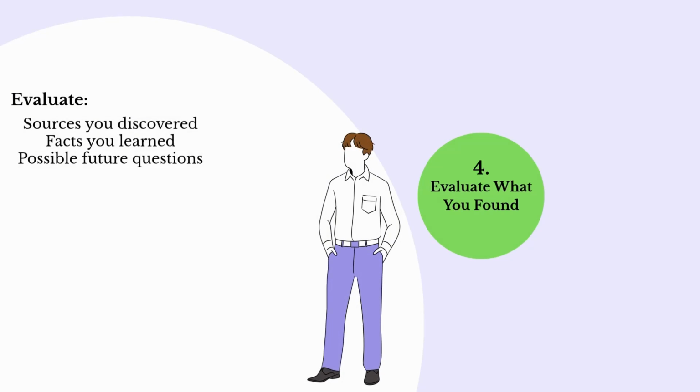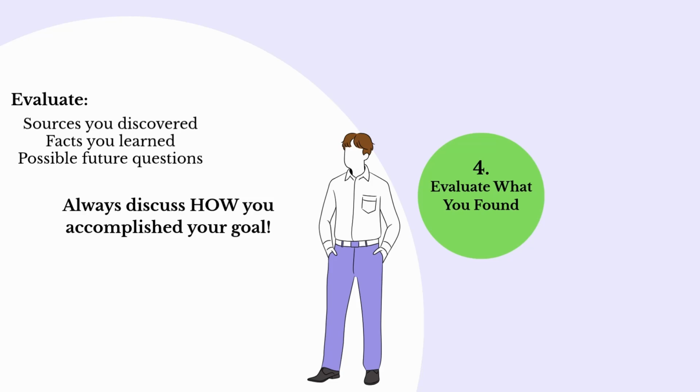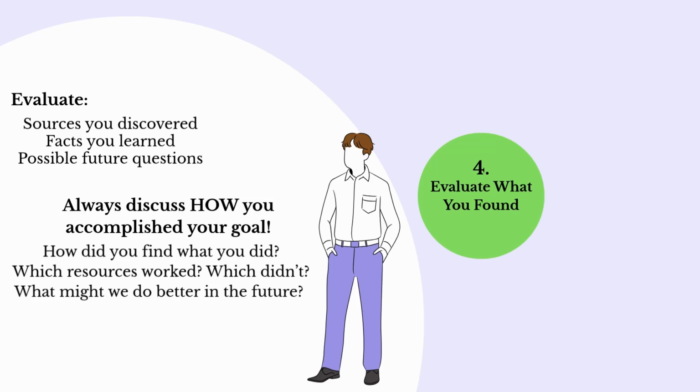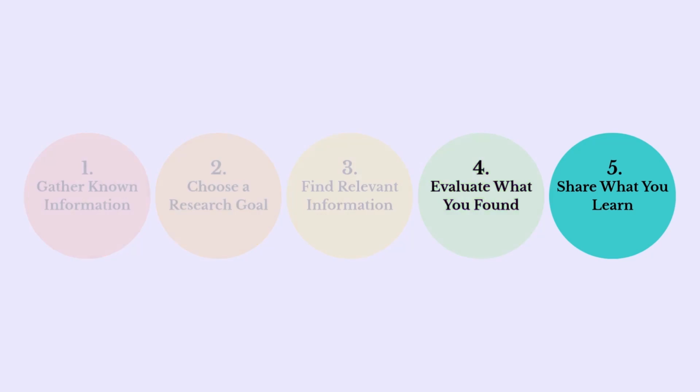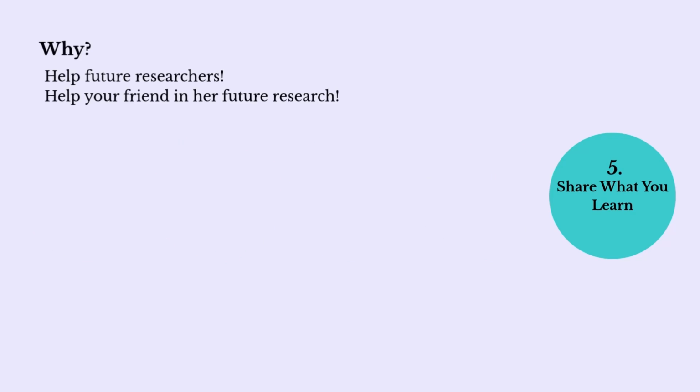Discuss with your friend the records and information you found, but especially evaluate how you got there. Recording this information, particularly how you found the records you did, will not only help your friend in her future research, but will solidify what you learned in both of your minds. This is part of organizing your findings in a way that is easy to make sense of. The last part of the research process is sharing what you learned. This, of course, is to help future researchers, but I think it can serve another purpose.